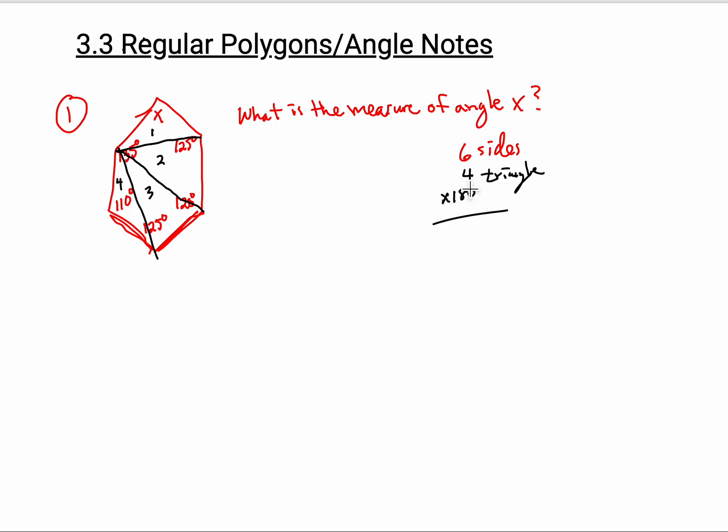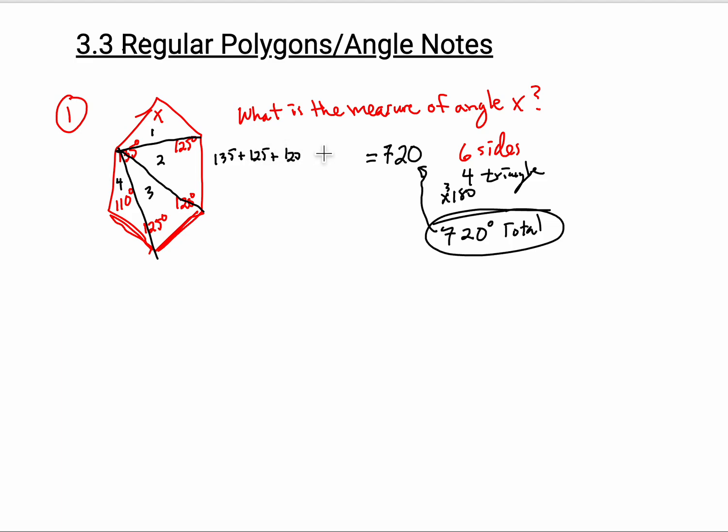So 180 times 4 would be 720 degrees total. So that's what we're going to be equal to. So when we set up our equation, we're going to equal not 180, that is if it was just one triangle, but 720, because that's the total we have. So now when we add up all these, that'll be 135 plus 125 plus 120 plus 125 plus 110. And then don't forget your plus x.